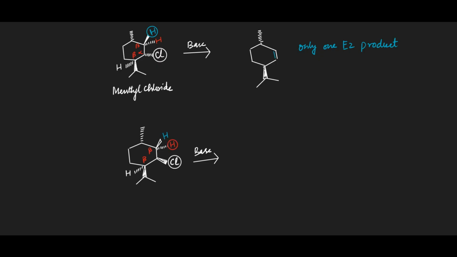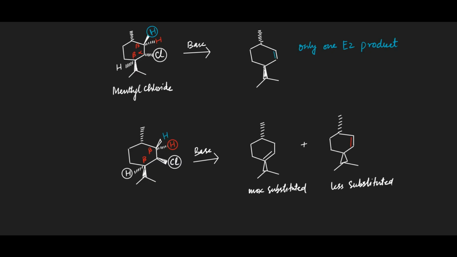This red and white hydrogen on dash are trans to this chlorine on wedge, and hence, both can be eliminated with chlorine to form two different alkene products. Elimination of white hydrogen with chlorine gives this alkene, and that of red hydrogen gives this alkene. This is more substituted, and this is less substituted. This is Zaitsev product, and this is Hofmann product. Zaitsev product, of course, will be major, and Hofmann will be minor product.